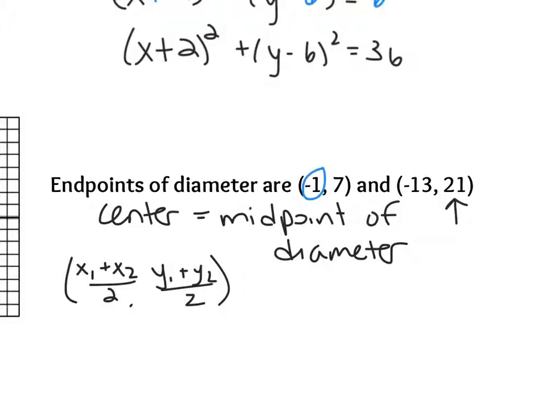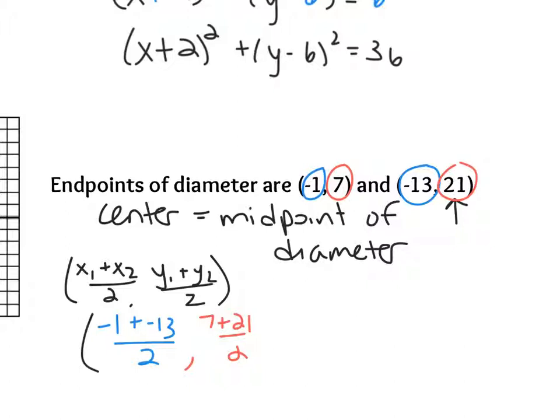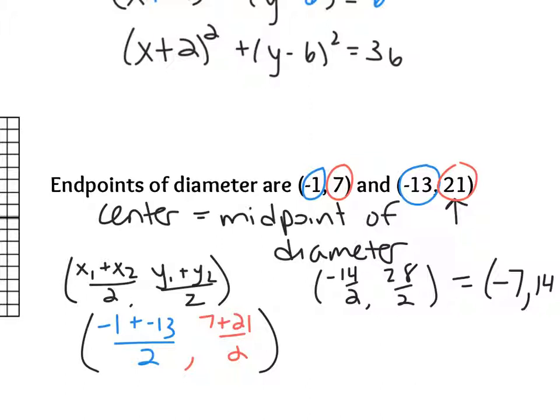So let's look at the x's. I'll be doing -1 plus -13 over 2, and then 7 plus 21 over 2. So -14 over 2, 28 over 2. So I get that my center is (-7, 14).